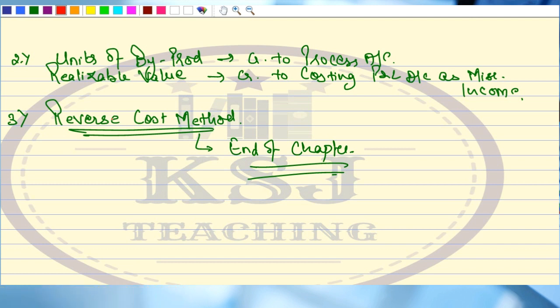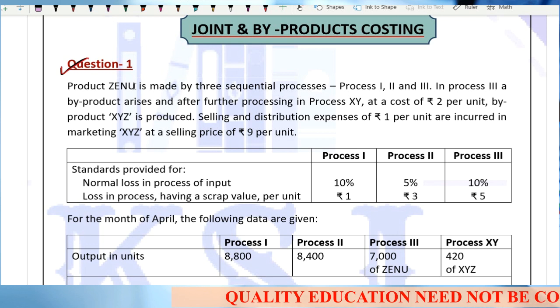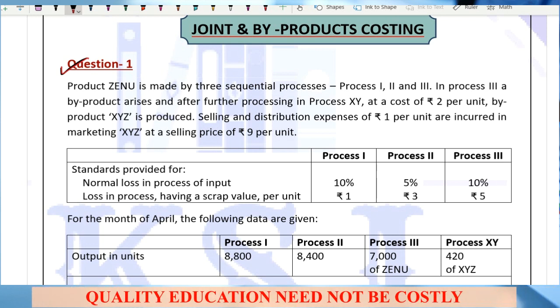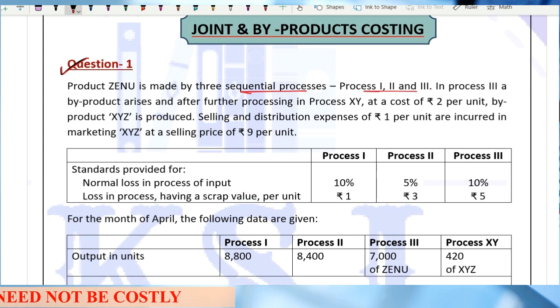Now what we are going to do in this lecture is solve a practical problem on the byproduct. After that the byproduct will be over, right? Let's open question number 1 on byproduct. Product Zenu is made by 3 sequential processes, process 1, 2 and 3. In process 3, a byproduct arises, right?